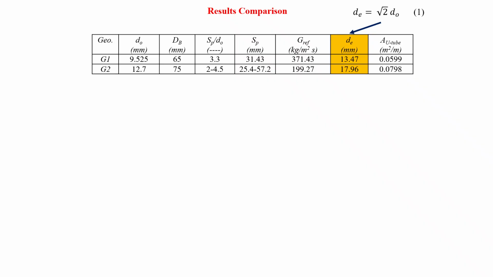Results comparison between the present episode correlation and the others, which have been published in different journals for me and for others, can be presented in this part. We have D equivalent, which has been expressed as the square root of D naught, and it has been calculated and included in this table.